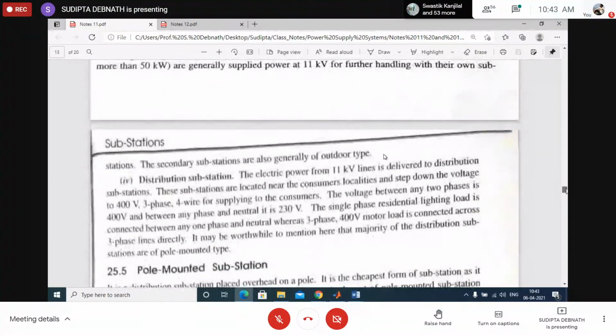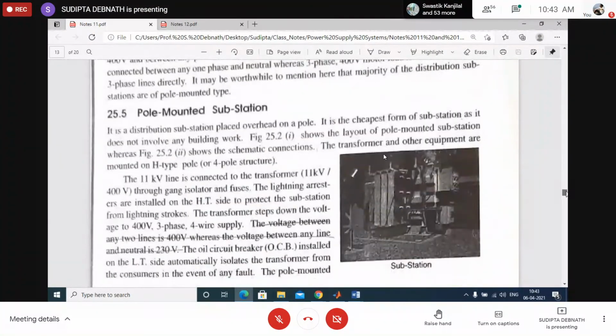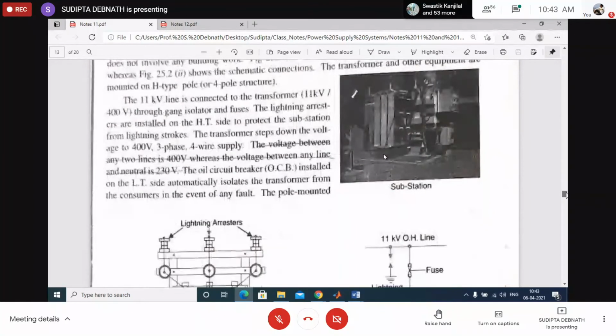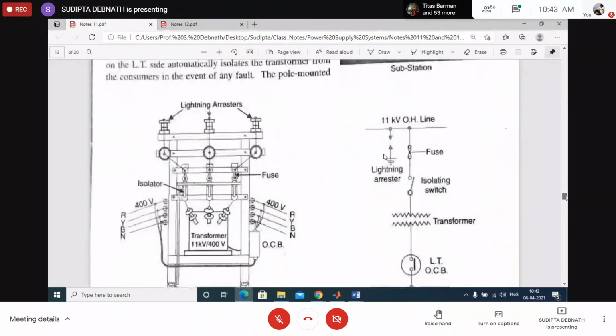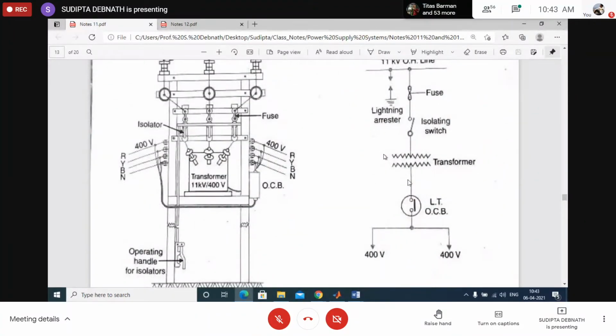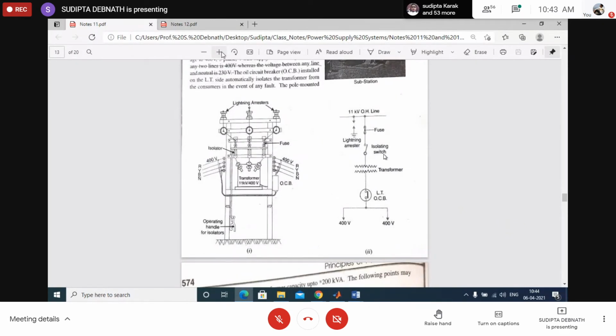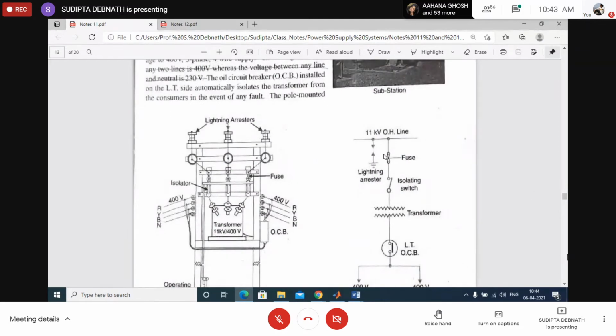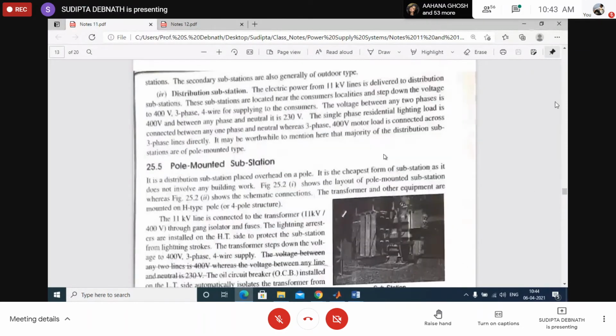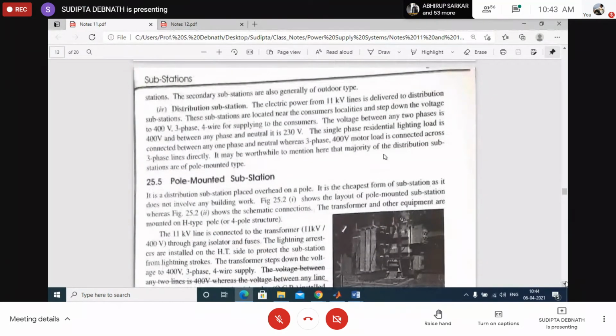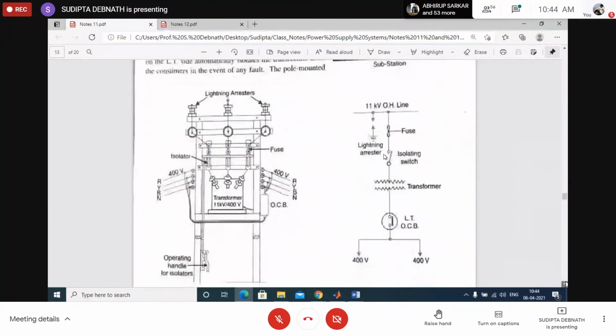And then the pole mounted substation. You are conversant with this figure, isn't it? You have seen this type of substation. This is the H pole type of substation. This is the H pole.